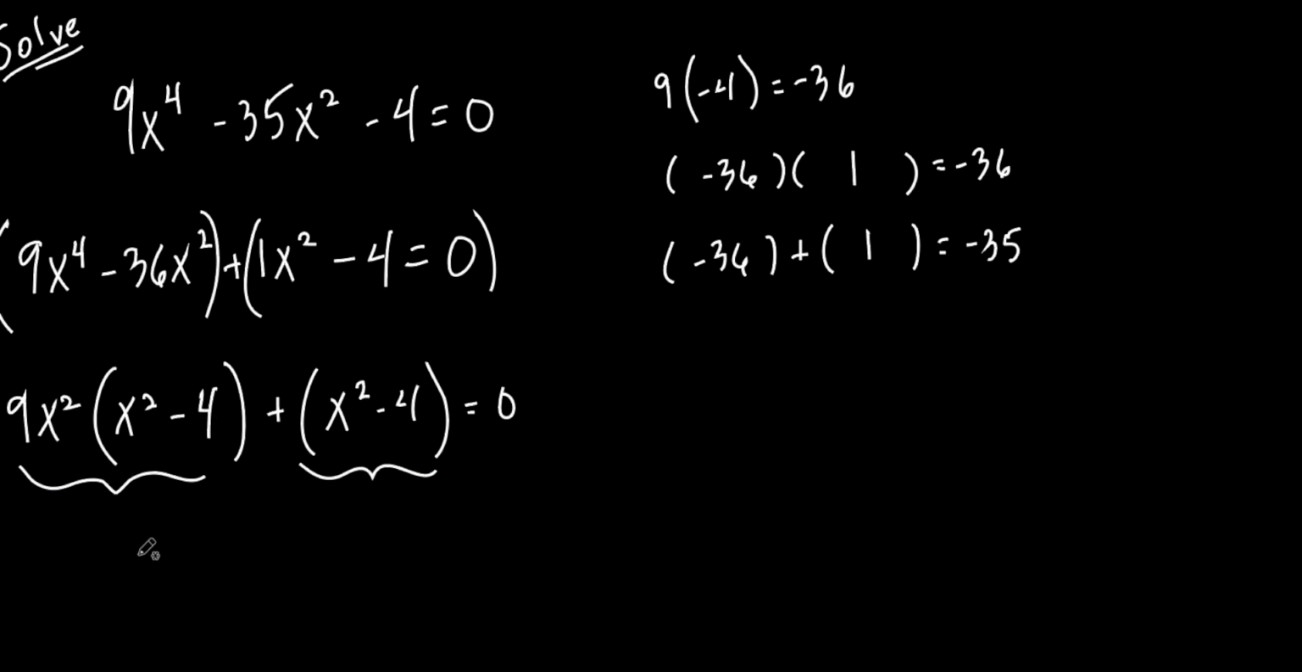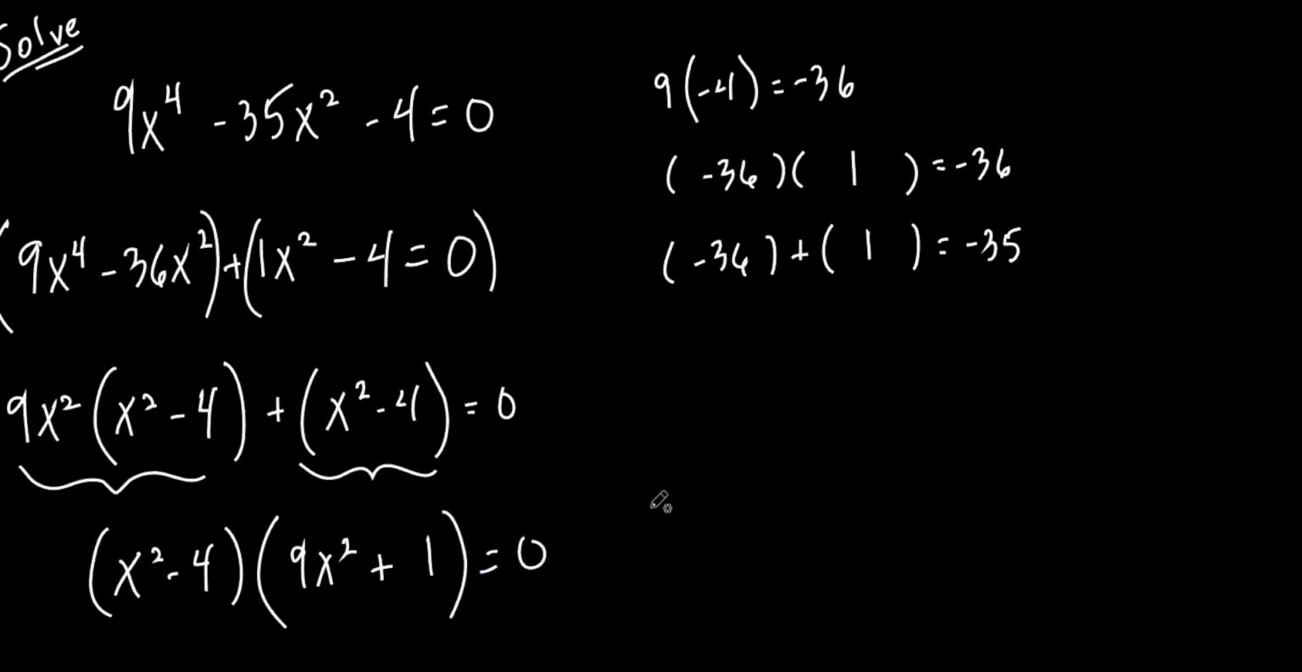X squared minus 4. Good. So I'm going to go x squared minus 4. Factor it out. What am I left with? If I take the x squared minus 4 out of this, what am I left with? 9x squared. When I say take it out, I'm dividing. So what if I divide this by x squared minus 4? What am I left with? A 1. Okay? And that equals 0.